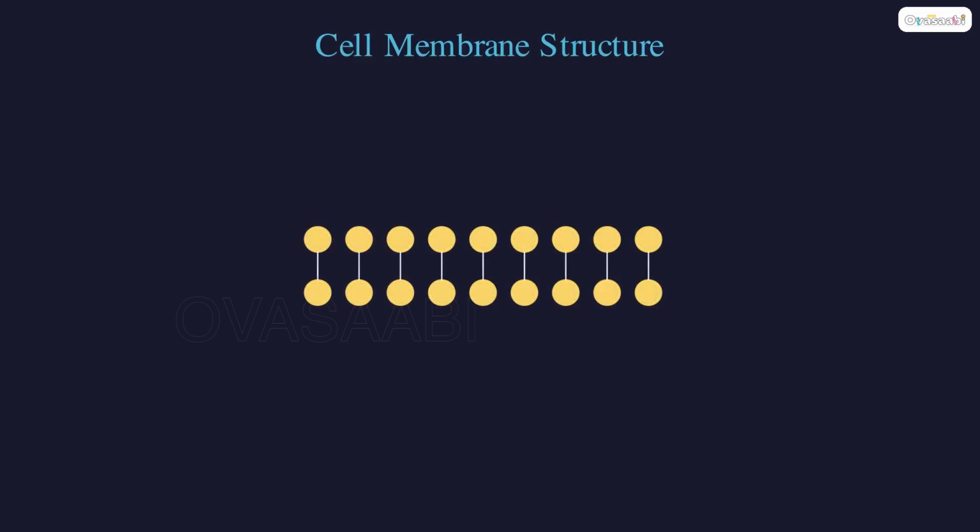The cell membrane is a thin layer made of phospholipids and proteins. It controls what enters and leaves the cell, like a market gate.